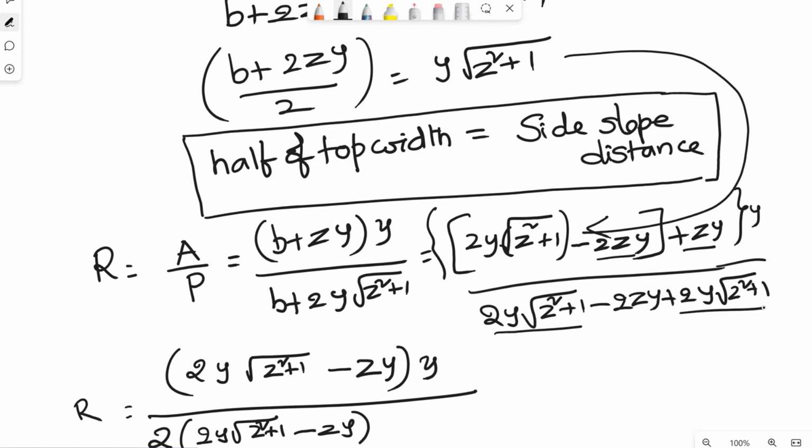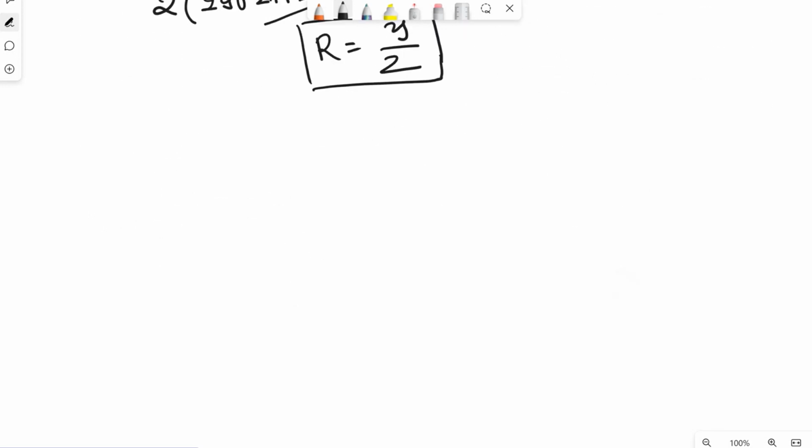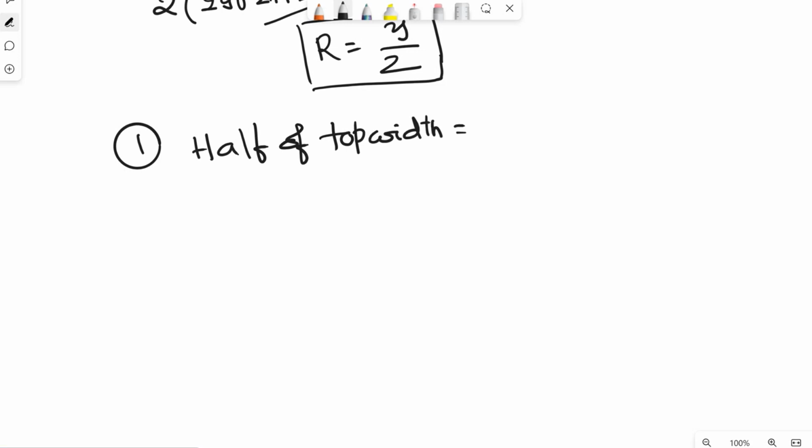Because this is one total, so if I cancel, this and this are the same. So what is the second? R is equal to y by 2. So these are the two conditions. What are the two conditions for the trapezoidal section? Condition 1 is half of top width is equal to side slope distance.